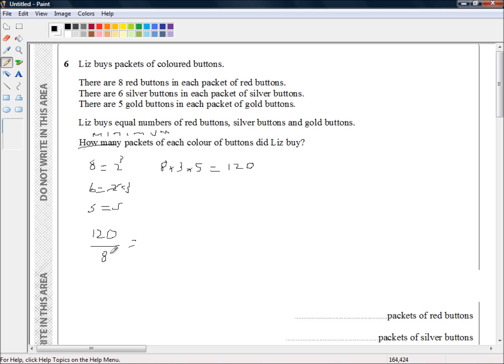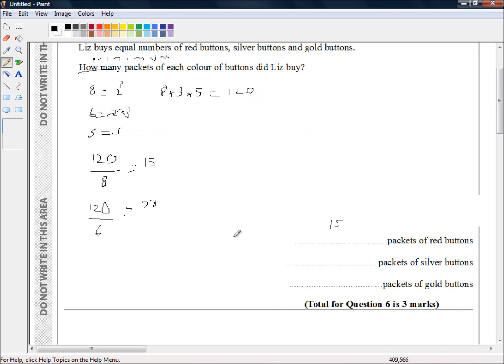Well, 120 divided by 4 is 30, because 4 into 12 goes 3 times. And then 30 divided by 2 is 15, so that's 15 packets of red buttons. You are allowed to use a calculator, by the way, if that's not easy to do in your head. For the silver buttons, she needs to buy 120 over 6, because there are 6 silver buttons in a packet. So that's equal to, well, 2 times 6 is 12, so that's just 20. So she needs to buy 20 packets of silver buttons.